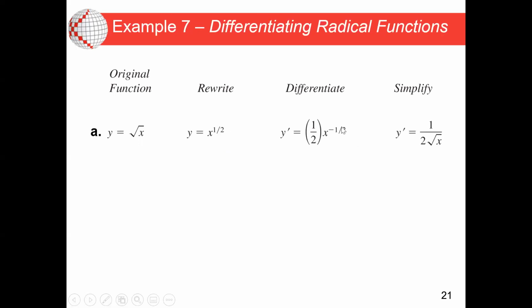Again, negative half, we bring it down, we change it to positive half. And we know exponent of half is a square root. So our answer will be 1 over 2 times square root of x.